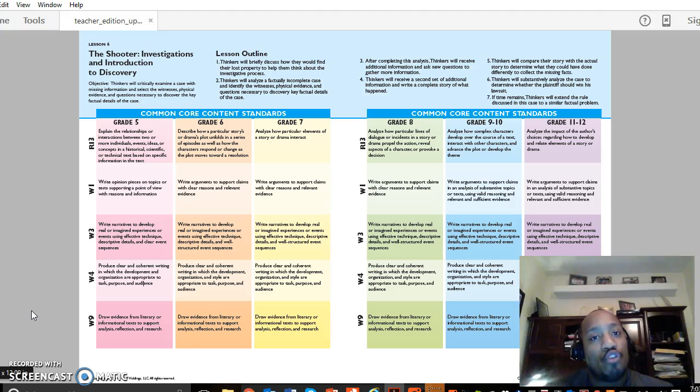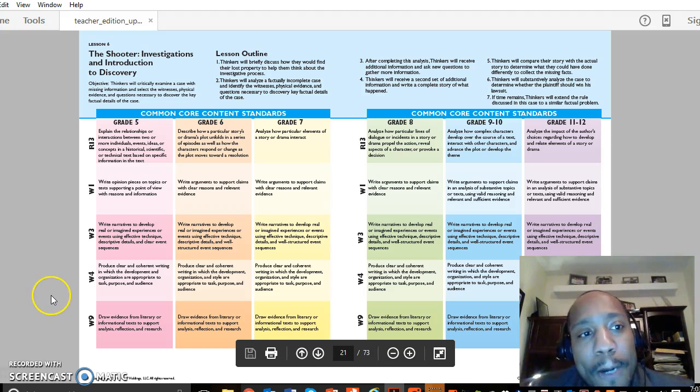Then we'll actually show you what happened, and you'll substantively analyze the case to determine whether or not the plaintiff should win. And then we have another extension, a think bigger activity, another really interesting one that's related to the same idea of the shooter case, and gives students a chance to analyze that as well.